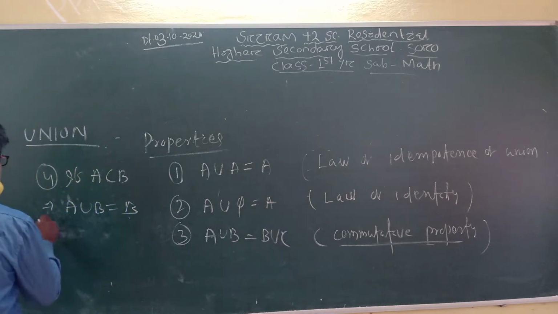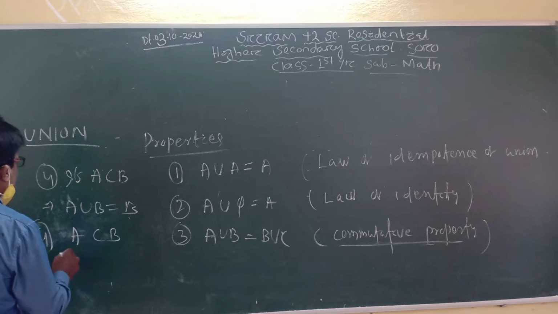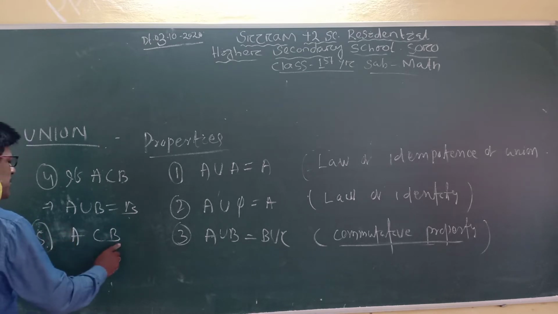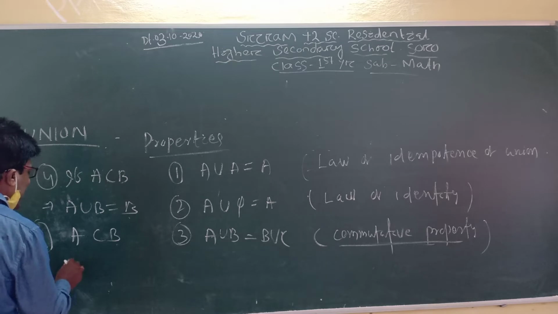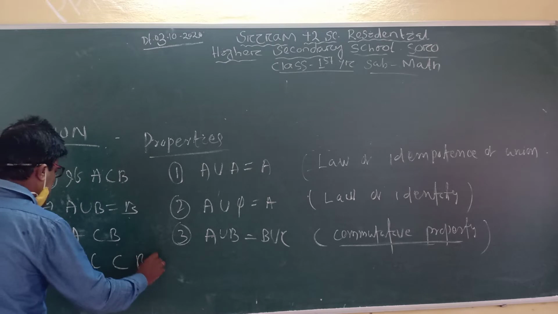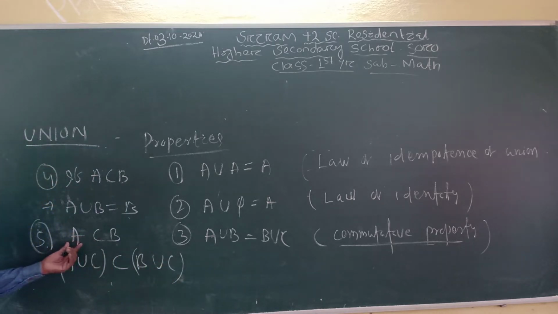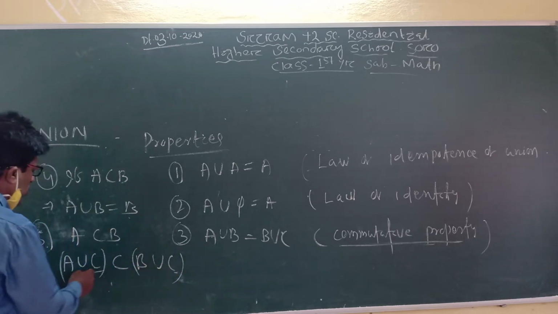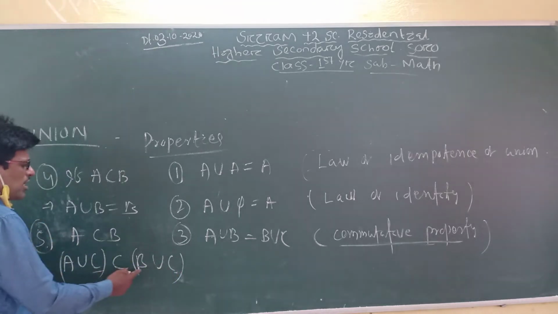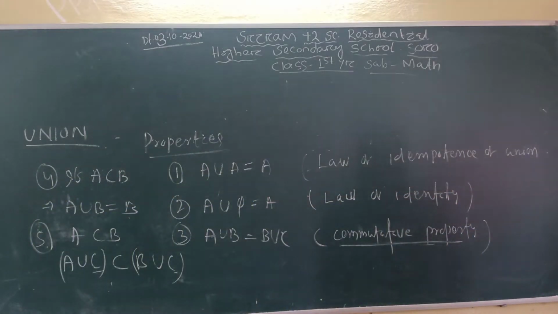Now the fifth property. If A is a subset of B, then A union C is also a subset of B union C. You look, A is a subset of B, all the elements of A belong to B, and B has some more elements than A. C is common to both, but B is more than A, so A union C is a subset of B union C. That is a very important and very easy property that will not create any problems for you.